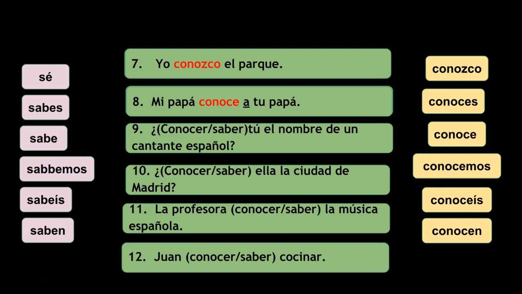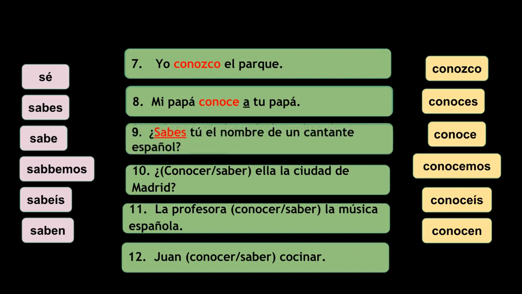Número nueve. ¿Sabes tú el nombre de un cantante español? Do you know the name of a Spanish singer? And I guess, quite frankly, you probably could say conoces. Are you familiar with any Spanish speakers, singers? So this one, I always think there's a couple that are up for debate, but either way, you would get your point across to your native Spanish speaker.